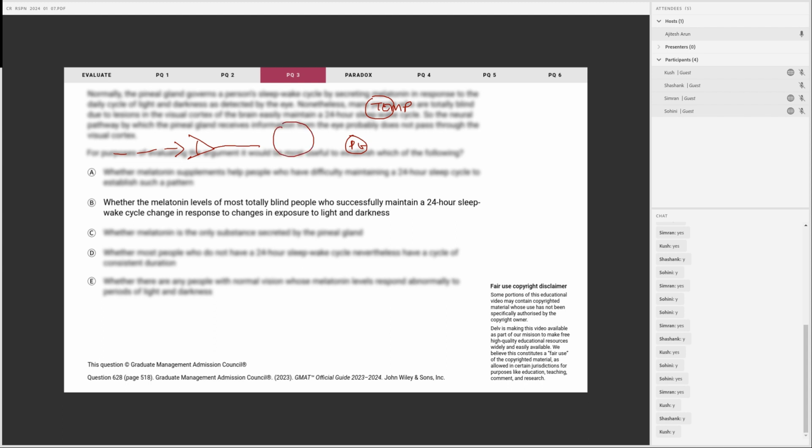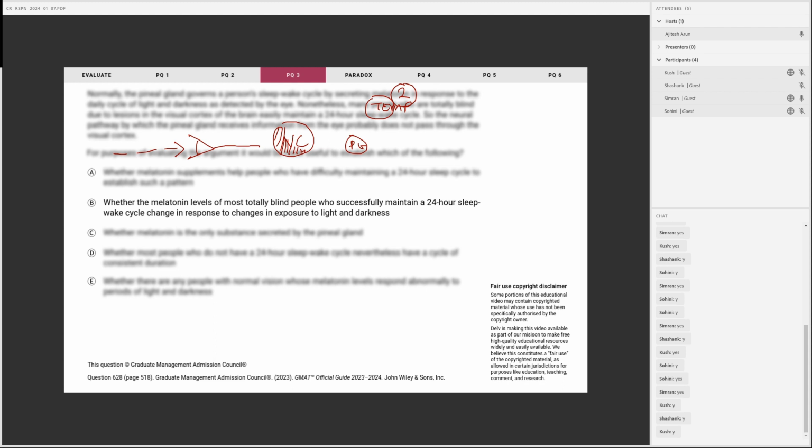Now, if someone is able to maintain a 24-hour sleep wake cycle, right, when the visual cortex is damaged and their pineal gland is not working or it is not changing the melatonin levels, what does that mean? It is the alternative, right? The temperature mechanism that's working.